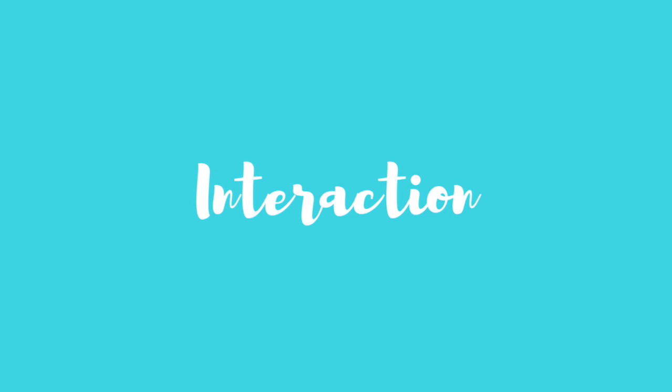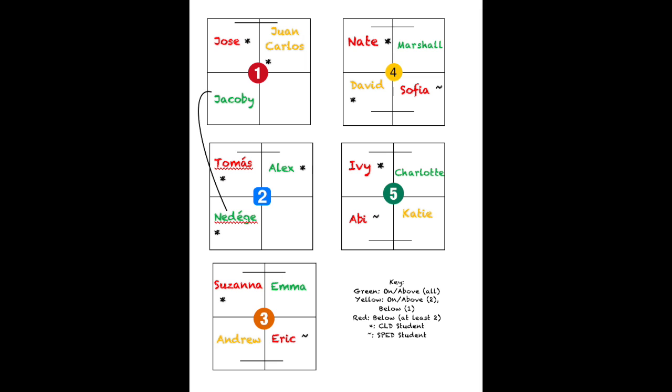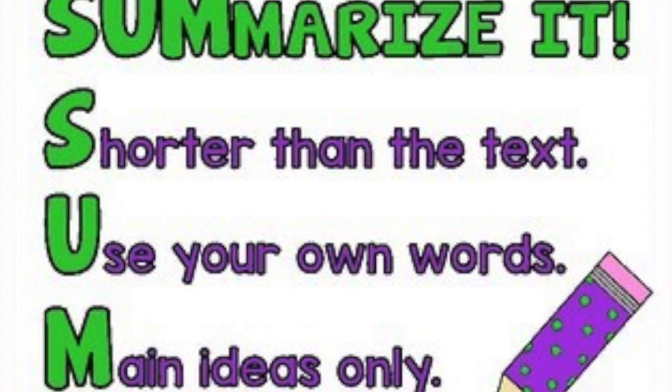The next component is interaction, which uses multiple grouping configurations. The grouping configuration should support the content objectives and the language objectives, and students are allowed the use of their L1. Some strategies include thinking aloud, previewing and predicting strategies, and the summarizing strategy.